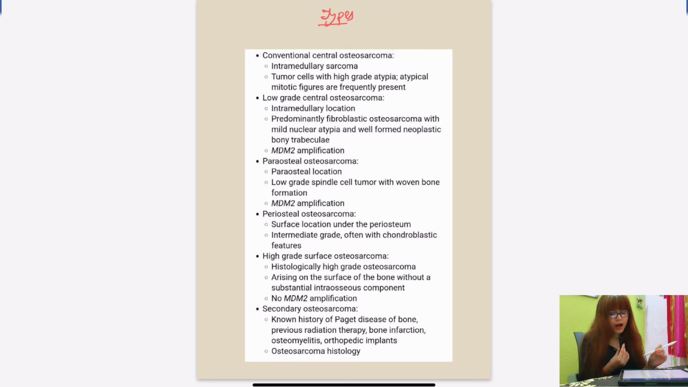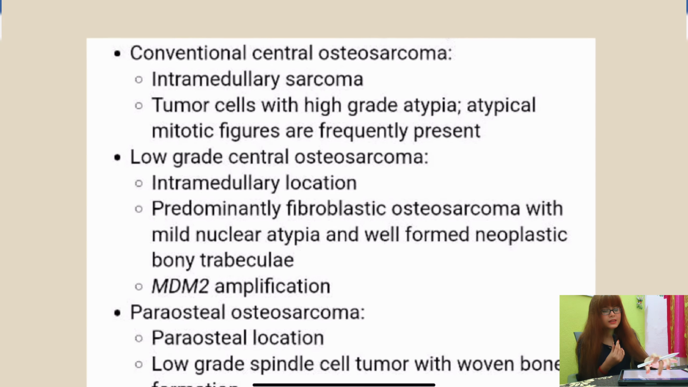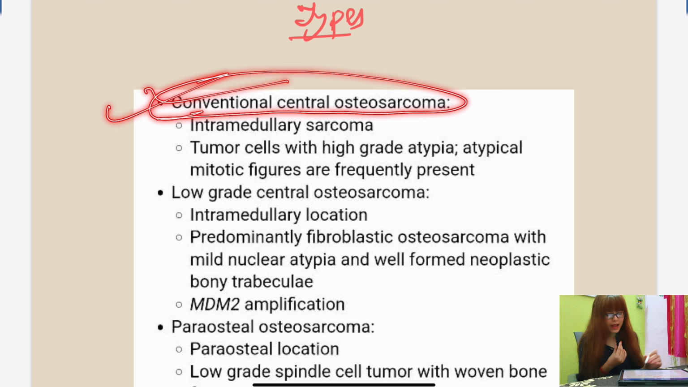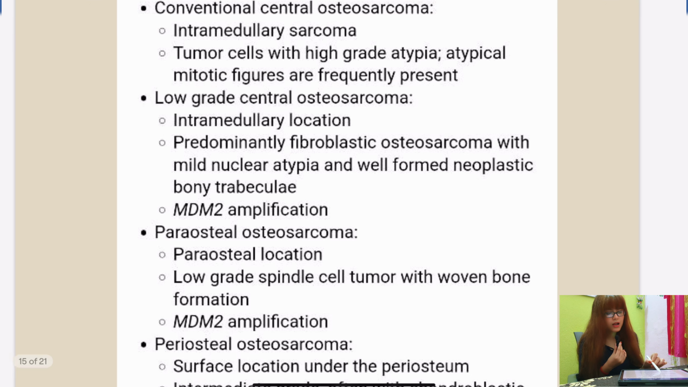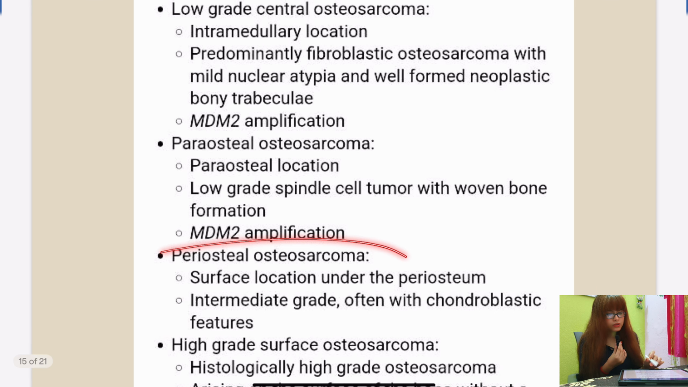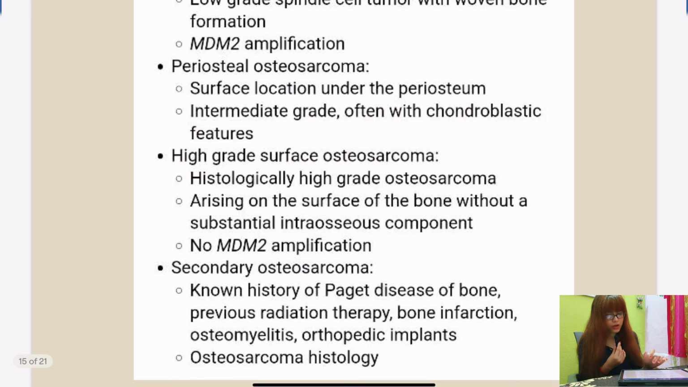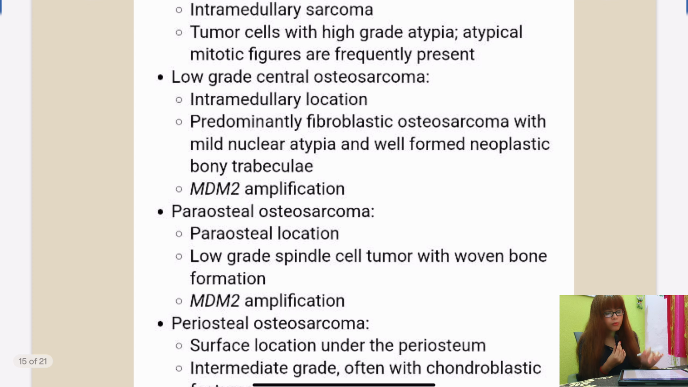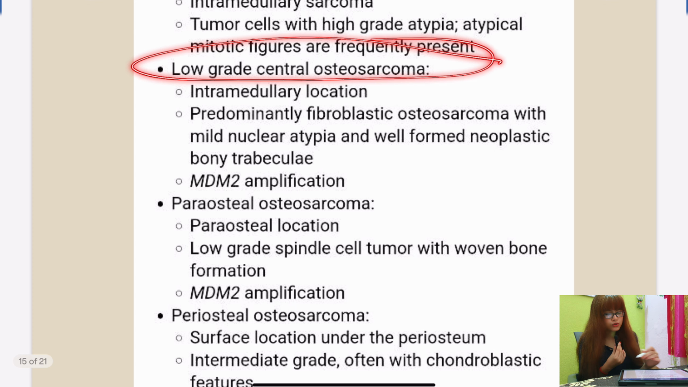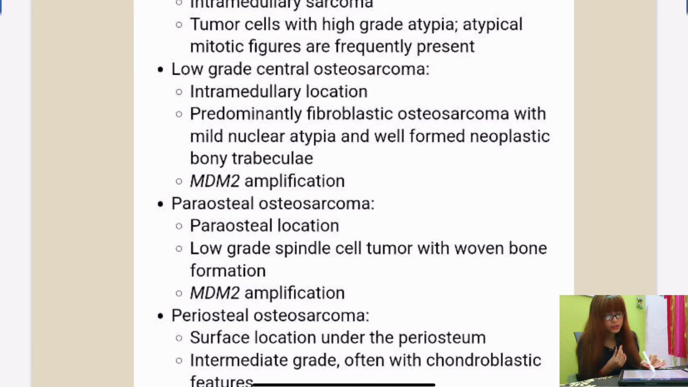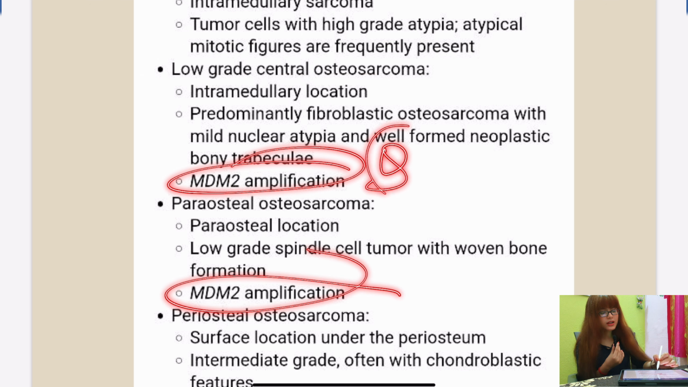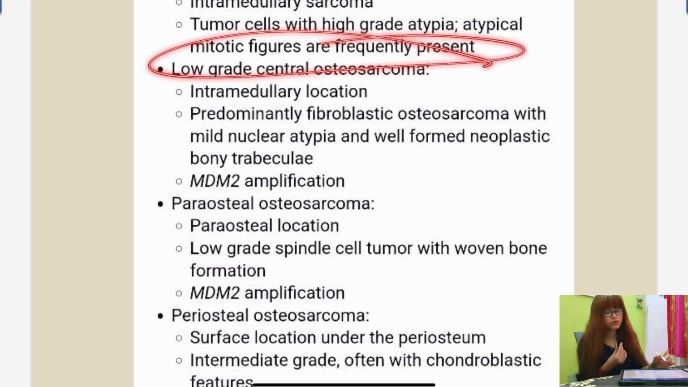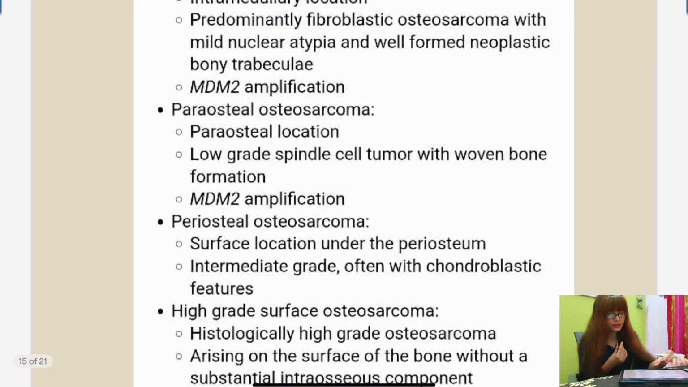Now this is one step higher, rather important for the postgraduates. The different kinds are conventional central osteosarcoma, which is the most common type, then low grade central osteosarcoma, parosteal and periosteal, high grade surface osteosarcoma, and secondary osteosarcoma. All these are important types. Now important point is that low grade central osteosarcoma and parosteal osteosarcoma are associated with MDM2 amplification. Very important point. MDM2 amplification is seen in case of low grade central osteosarcoma and parosteal osteosarcoma and not in the others, right?